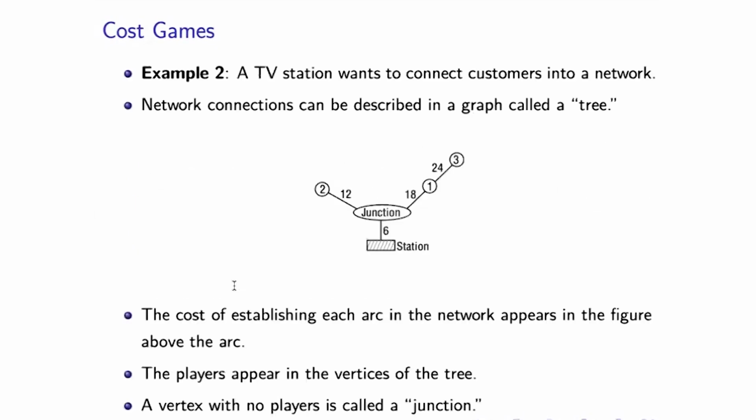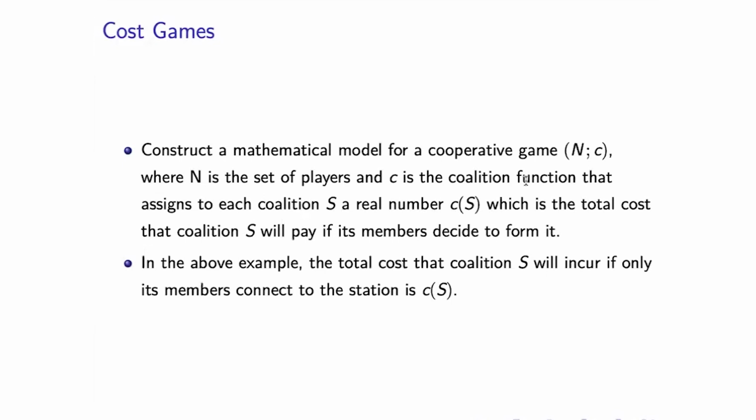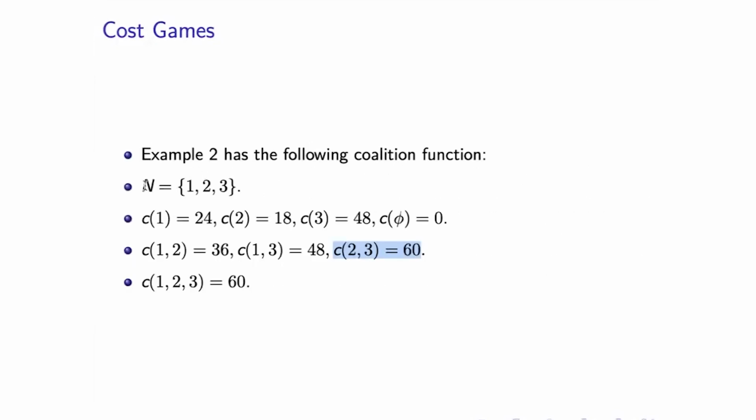So this is how, given a game in this graph structure, we can translate it into the language of a cooperative game in C, where N is the number of players among whom the cost has to be divided. And this coalition function gives us the cost that each coalition has to incur in order to be connected to the station, right? Okay, so this is the description of the game.